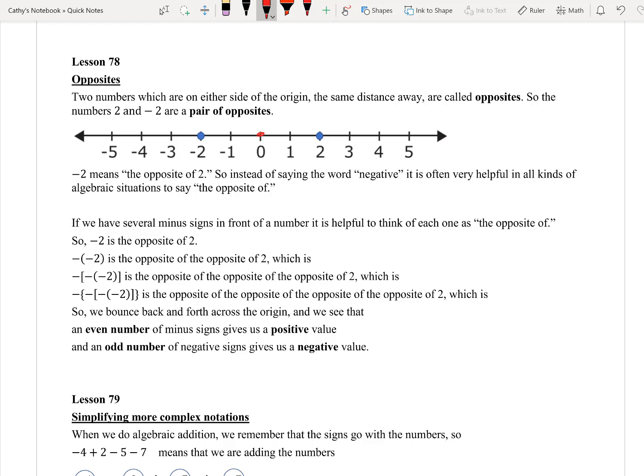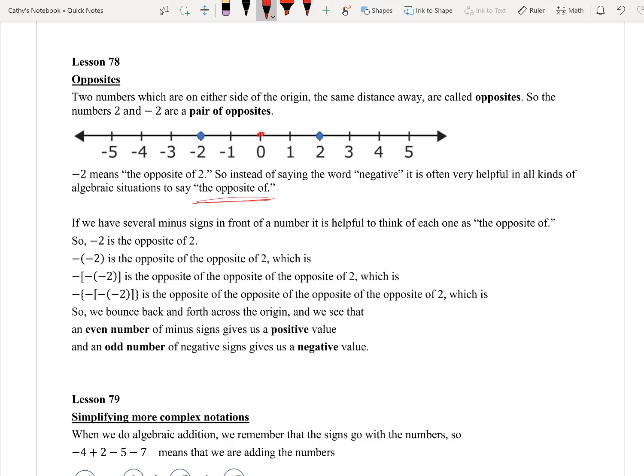Instead of saying the word negative, it's often very helpful in all kinds of algebraic situations to say the opposite of. So if we have several minus signs in front of a number, it's helpful to think of each one as the opposite of. So -2 is the opposite of 2. Instead of saying -2, which doesn't make much sense, you can say -2 is the opposite of 2.